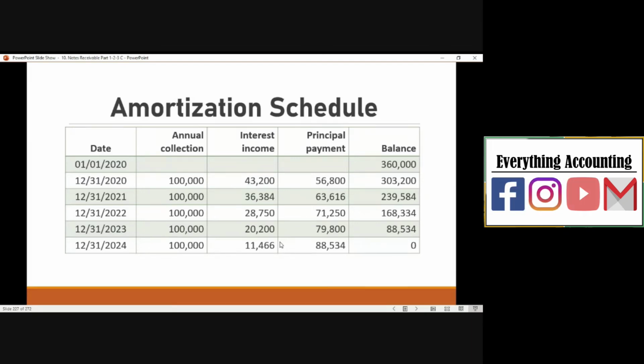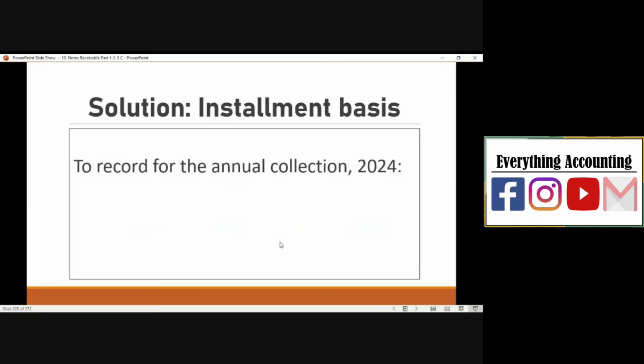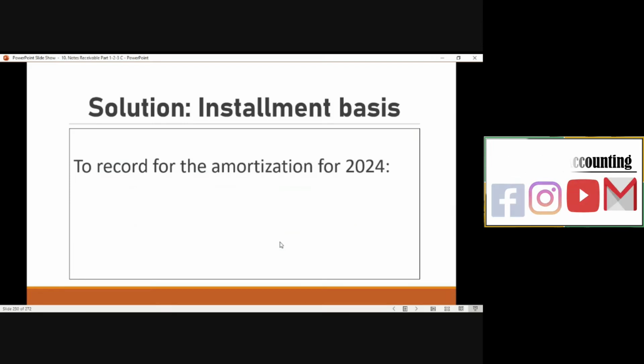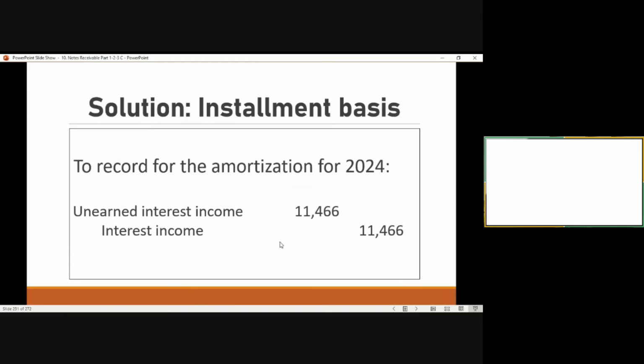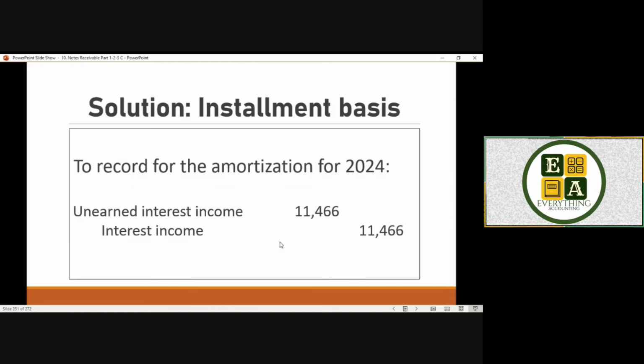And for 2024, our interest income is 11,466. So the annual collection is still the same, debit cash and credit notes receivable for 100,000. And the amortization, debit unearned interest income and credit interest income for 11,466.